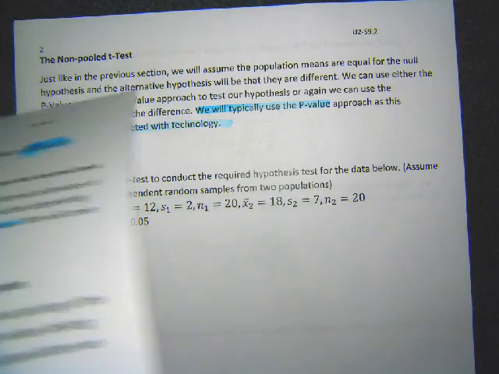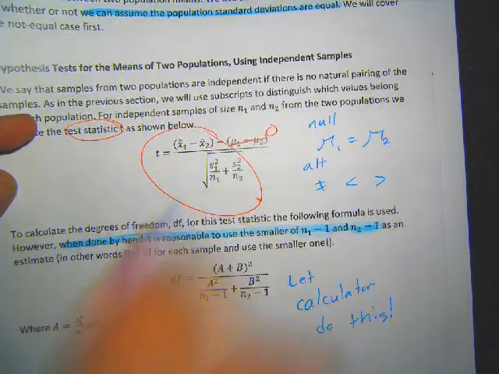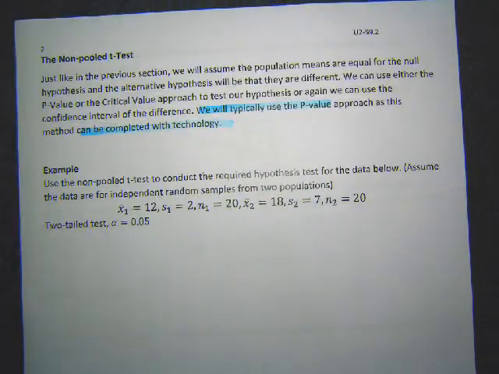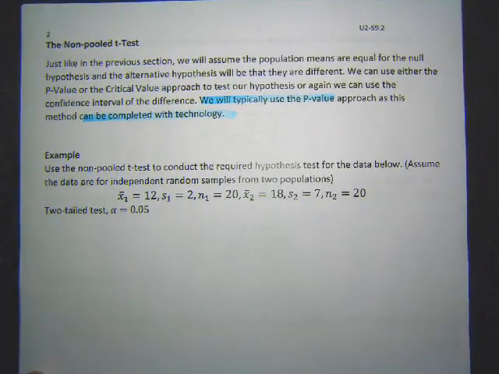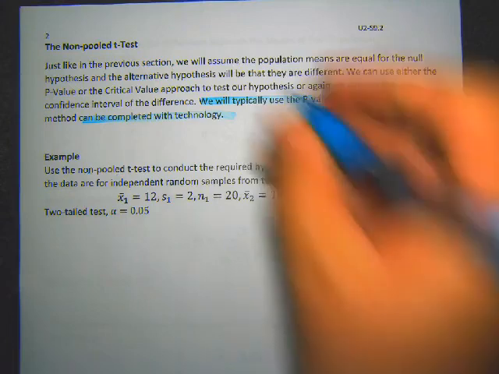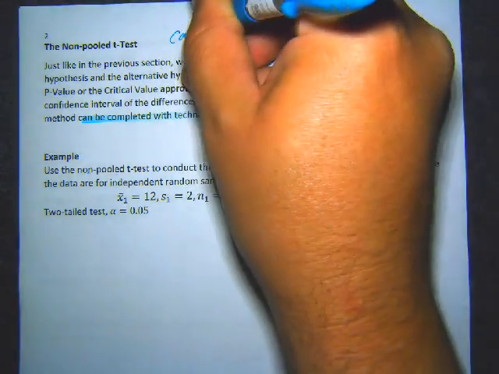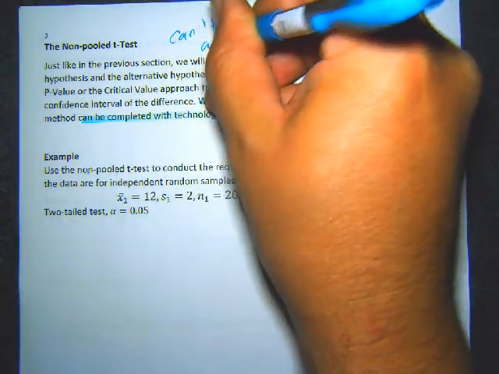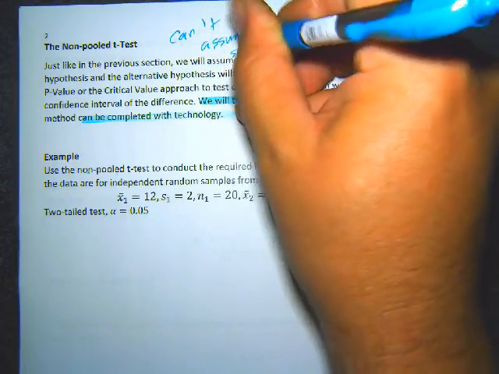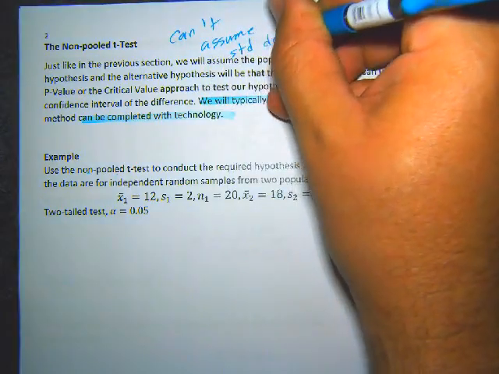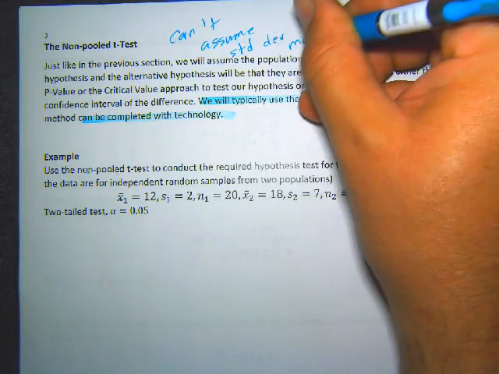So we're doing non-pooled. So this is like degrees of freedom. All this stuff is for non-pooled. What makes it non-pooled is we say we can't assume the standard deviations match. So what does this mean?